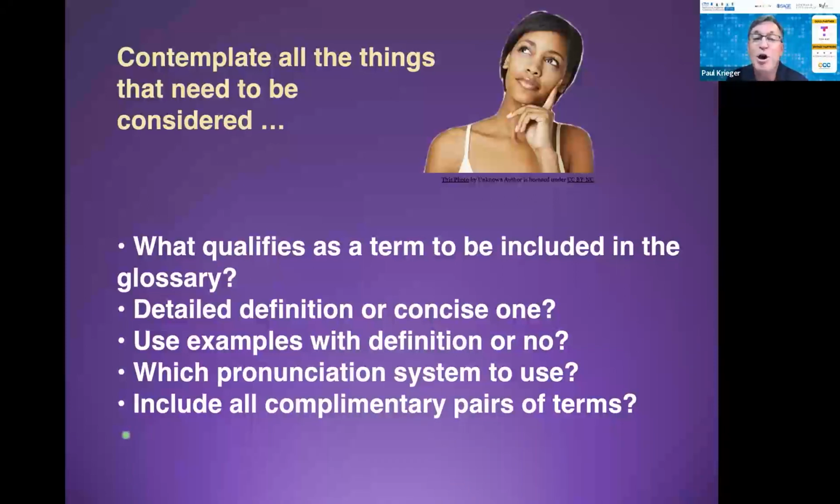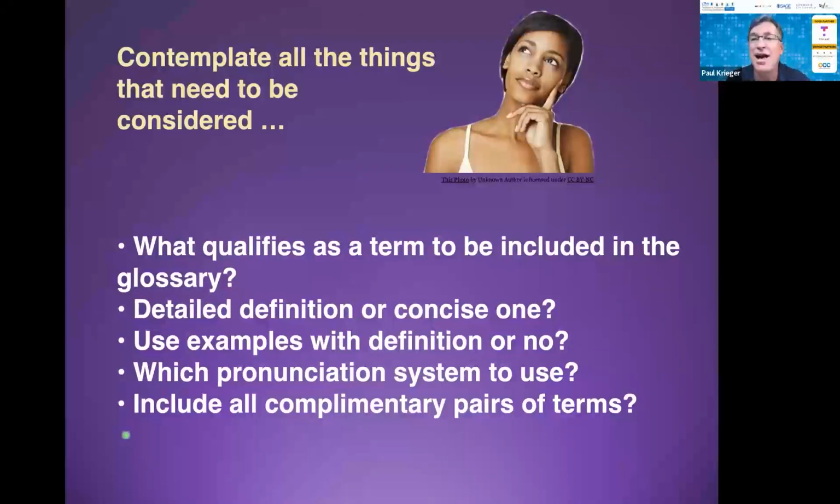Are you going to include all complementary pairs of terms? So for example, in anatomy and physiology, we have the term positive feedback, which has a sister companion term of negative feedback. If you put positive feedback in there, does it demand that you also put the sister term negative feedback? Many would say, yeah, you probably want to have both, but again, it's not mandatory.